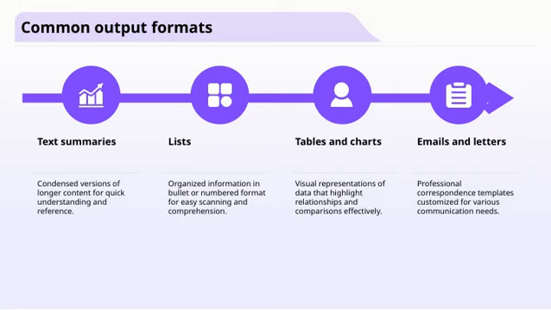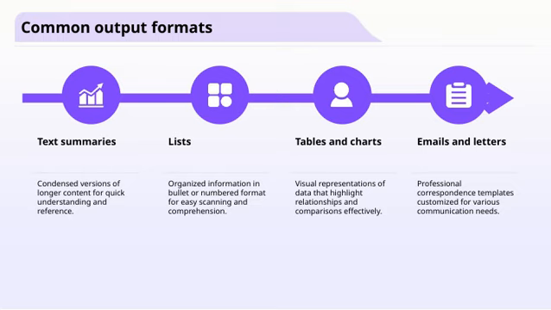Now, let's take a look at some common output formats that we often use to communicate information effectively. First, we have text summaries. These are condensed versions of longer content, designed to give you a quick understanding or quick reference without having to go through all the details. They're especially useful when you need to grasp the main points swiftly.